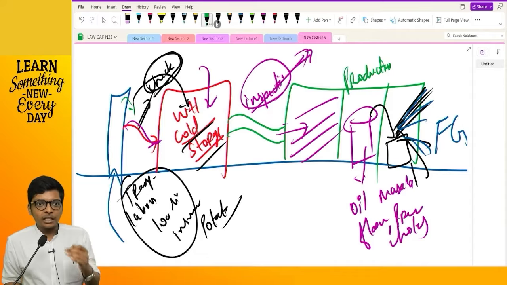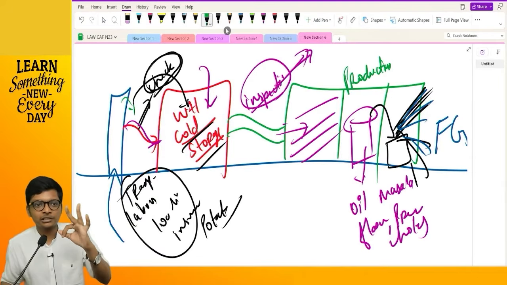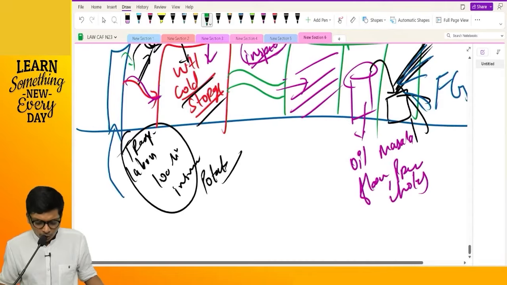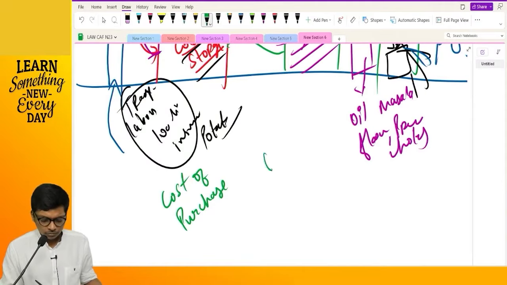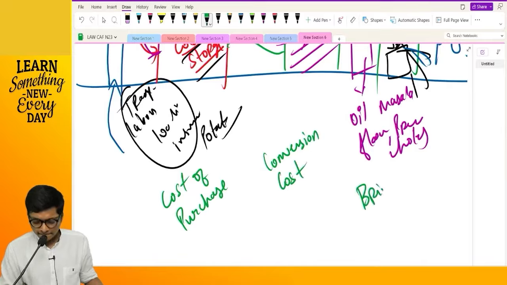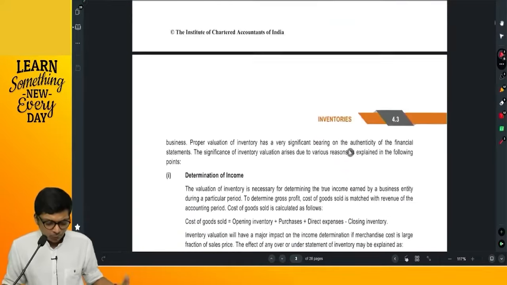Inventory standard. If you look at the book, the cost of inventory includes three things. Look at the book. You will find out. Inventory includes three things: cost of purchase, conversion cost, bringing cost. Page number I will show you in the book.